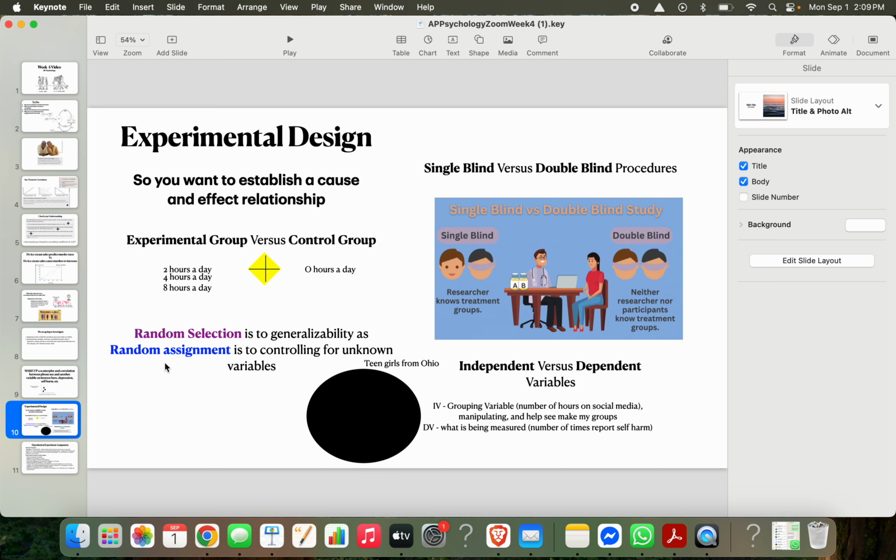But what we want to do this week is form an experiment. So we want to establish a cause and effect relationship. Well, what do we need to have here? We need an experimental group and a control group, right? So one group having something done. I was joking, I was playing with this, I could have a group have 2 hours a day of social media, 4 hours a day, 8 hours a day, and another group have no hours a day. That would be the control.